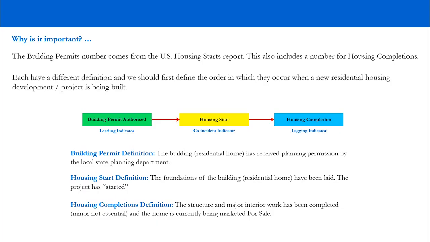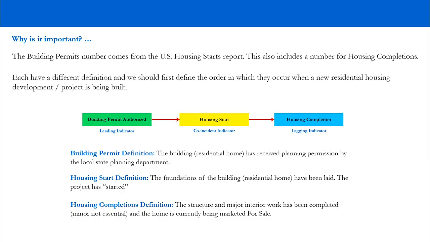So a housing completion in the housing starts report is a house that's done and has gone on the market. So all the structure and major interior work has been completed and the home has been put on the market. Now, before that, the home itself, before it's been fully built, is a housing start. And the housing start is defined as the foundations of the building. So the residential building, the foundations have actually been laid. So the project has actually started.